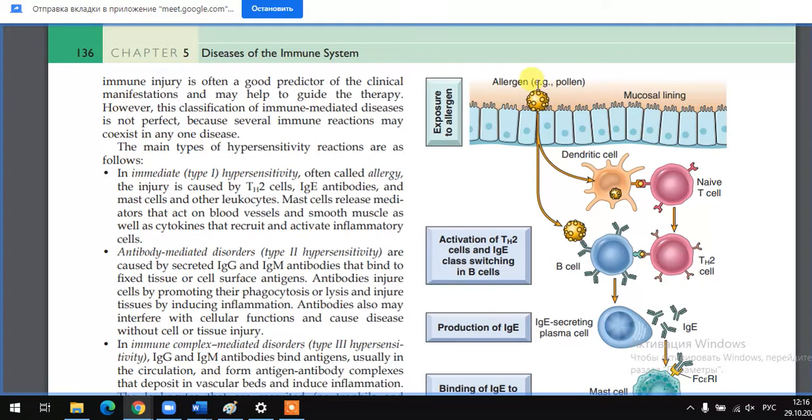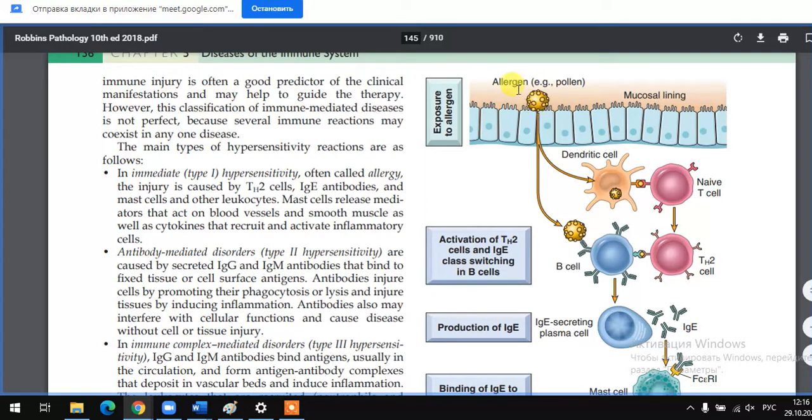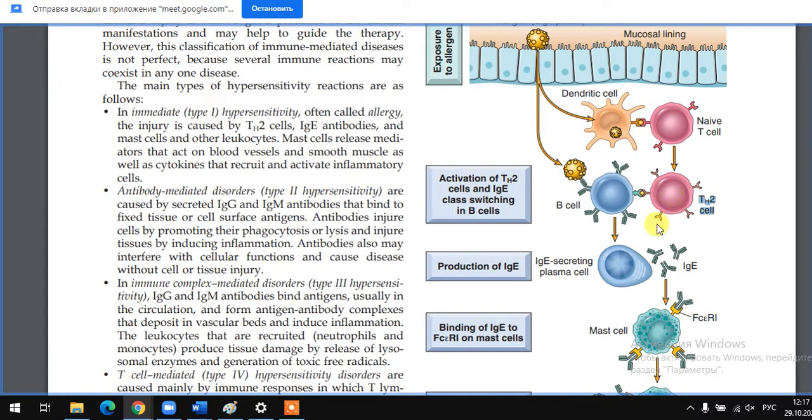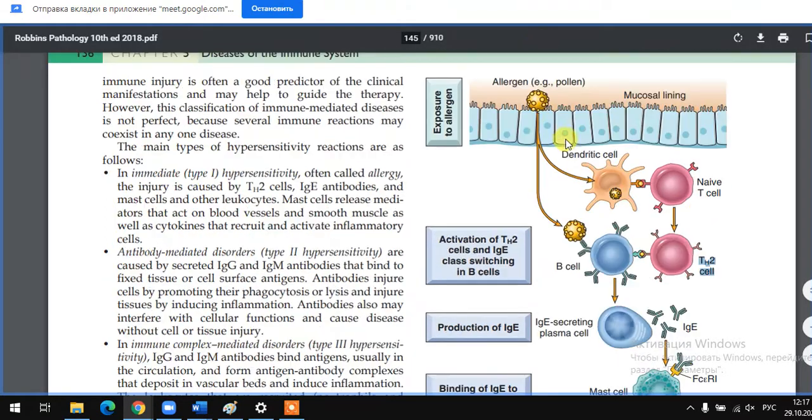So, for example, due to attachment of the allergen to the surface of mucosa, it gets swallowed by dendritic cells. And due to activation, these dendritic cells present this antigen to a naive T cell. You remember, it happens in lymphatic tissue, in lymph nodes usually. And this naive T cell is converted into a Th2 cell, a T helper cell and CD4 positive cell, and it presents this antigen to the B lymphocyte, and activates the B lymphocyte to produce antibody against this antigen, against the allergen.